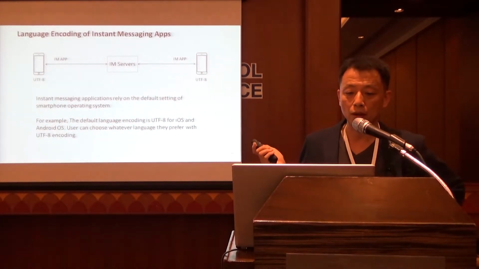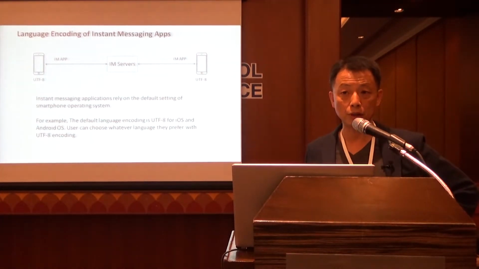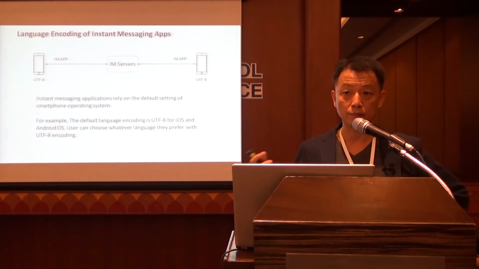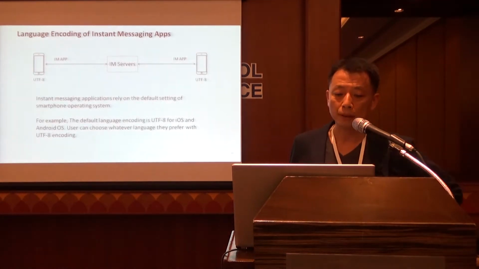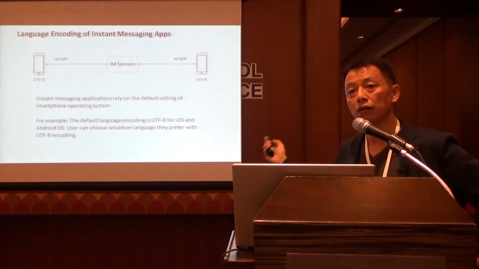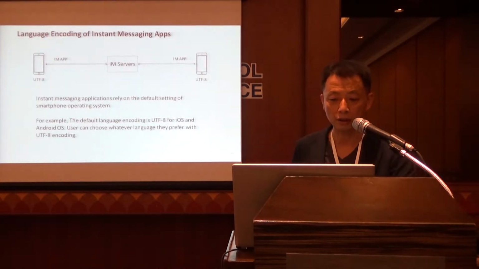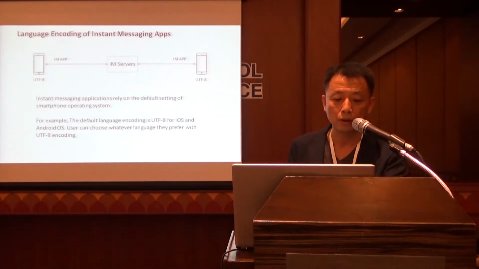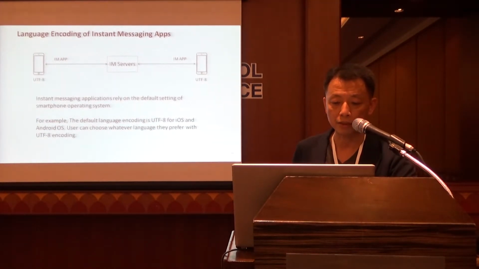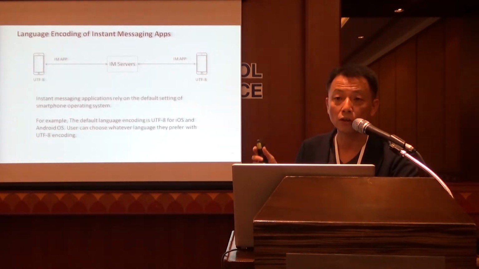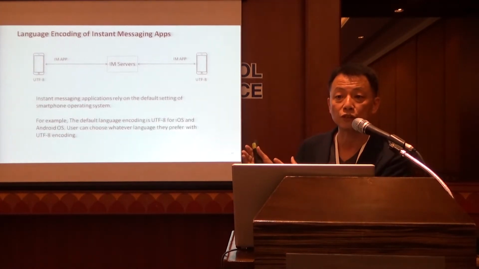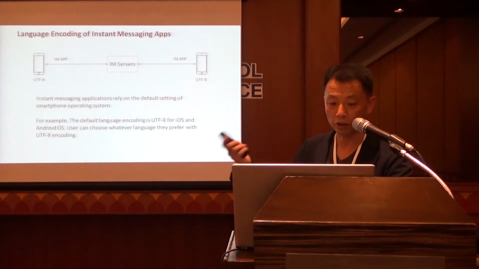Okay, the last one will be local language support. For example, we're using instant message from our smartphone. Basically, instant message goes through the IM server, which relays the message to your communication partner. Most instant message applications rely on the default setting of the smartphone operating system. So, does your smartphone support multilingual? If it does, based on your default setting, it uses that setting to communicate with your counterpart.